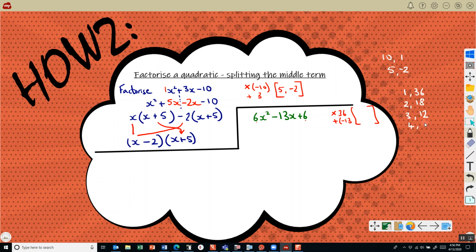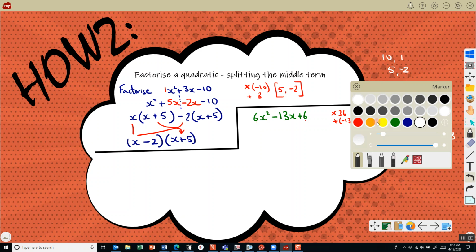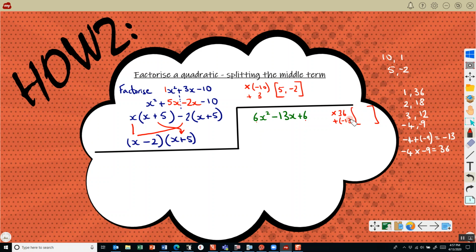4 and 9. 4 9s are 36. 4 add 9 is 13. I want to get an answer of negative 13 now. So if I make this negative, negative 4 add negative 9 is negative 13. That works. Negative 4 multiplied by negative 9 is positive 36. So I've got my two numbers. You just work through it systematically. So negative 4, negative 9. That is the hardest bit.